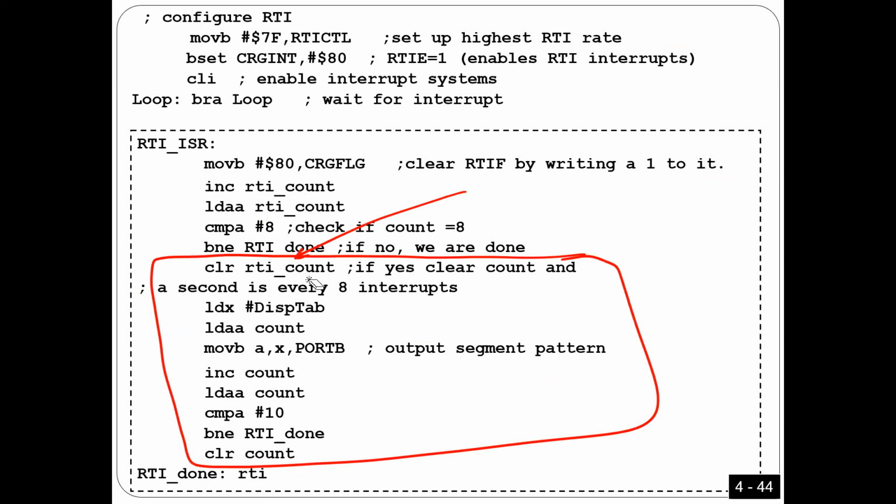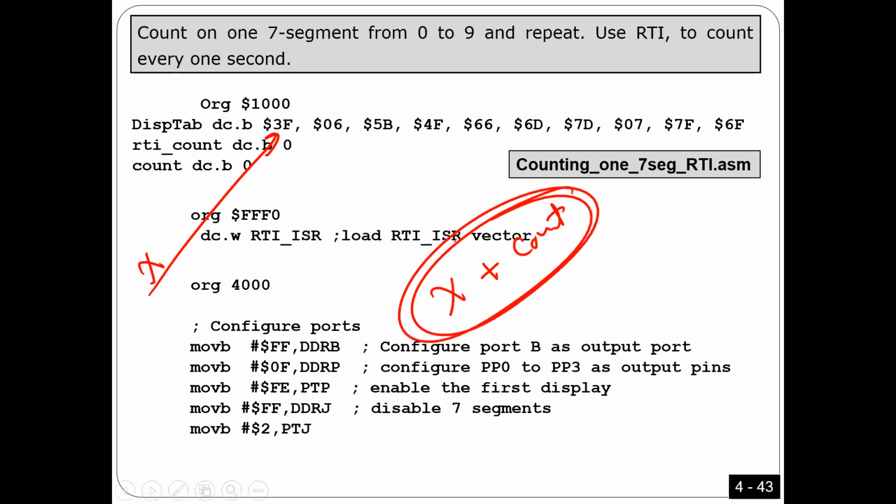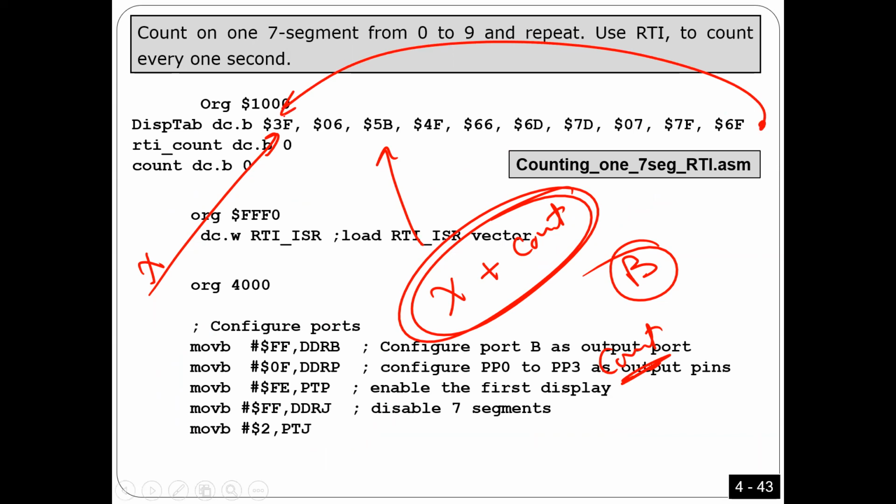Number 2, I'm gonna display. How can you display? As I told you, very simple. X should point here. Then I'm gonna take the location X plus count. Whatever the location pointed by X plus count, I'm gonna put it on port B. Also, you need to increment count, and you make sure if count comes to here, bring it back to here. Is that okay?